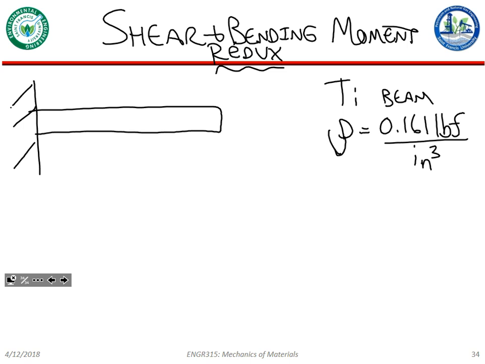Distributed load. From what? The weight. Right. Is that distributed load uniform? Yes. Why? Because it's uniformly dense. This is a uniformly dense beam, because it wouldn't make sense if it wasn't. So the weight is going to act as a uniformly distributed load.